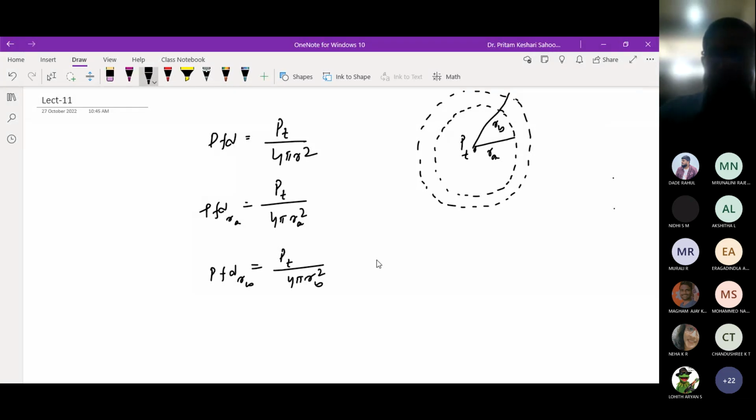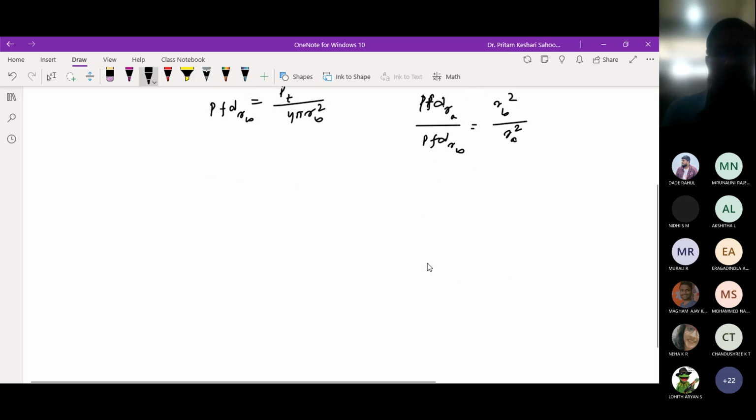And after that, if you want to establish a relationship between the power flux density at radius RA and the power flux density at radius RB, then we can write it as RB square divided by RA square. So this implies the power flux density is inversely proportional to the square of the distance which the radio wave travels.